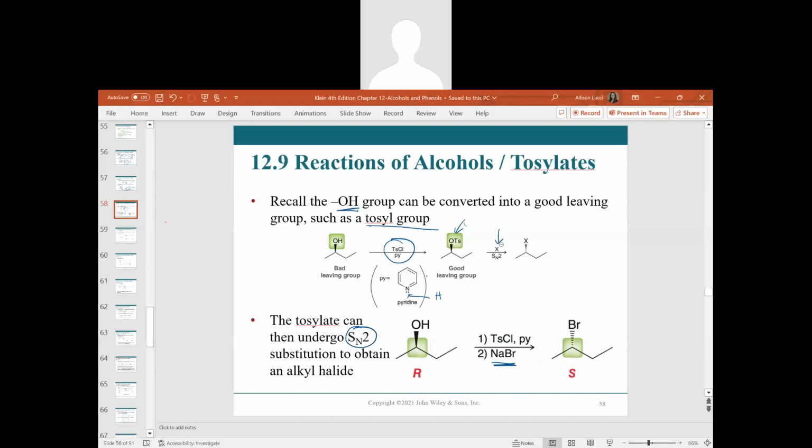And we know with SN2 mechanisms that we saw back in Chapter 7, that if we have an R configuration for our starting material, we will have inversion in our product to an S configuration. So that would specifically happen, right? Since we have this chiral center here, an SN2 substitution occurs. So that's why we see that our bromine has been installed on a dash, whereas our hydroxyl group was originally on a wedge.